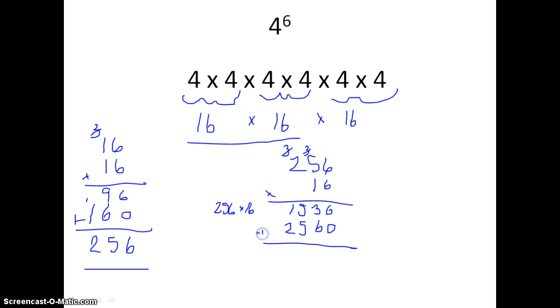Then we add these. 6 plus 0 is 6. 6 plus 3 is 9. 5 plus 5 is 10, so we bring down the 0, carry the 1. 2 plus 1 plus 1 is equal to 4. So 4 to the power of 6 equals 4,096.